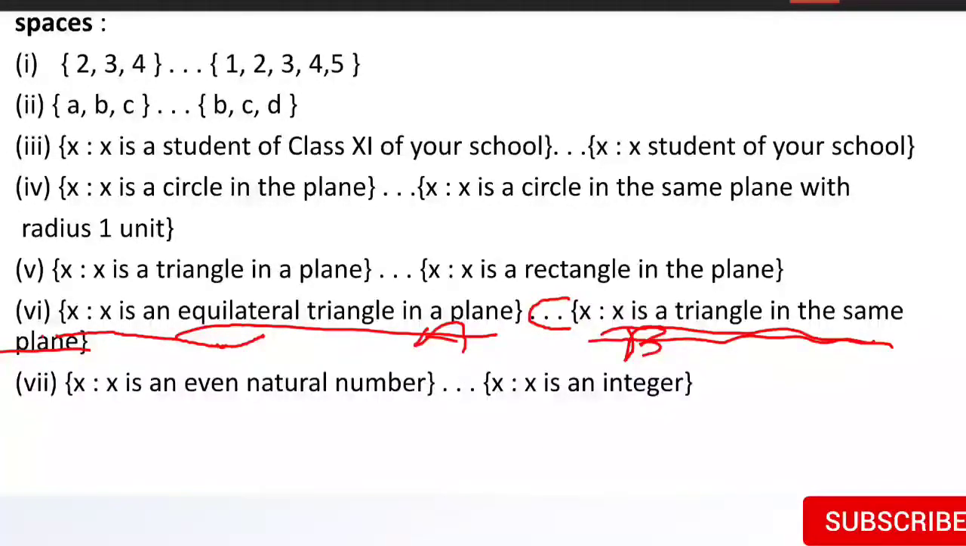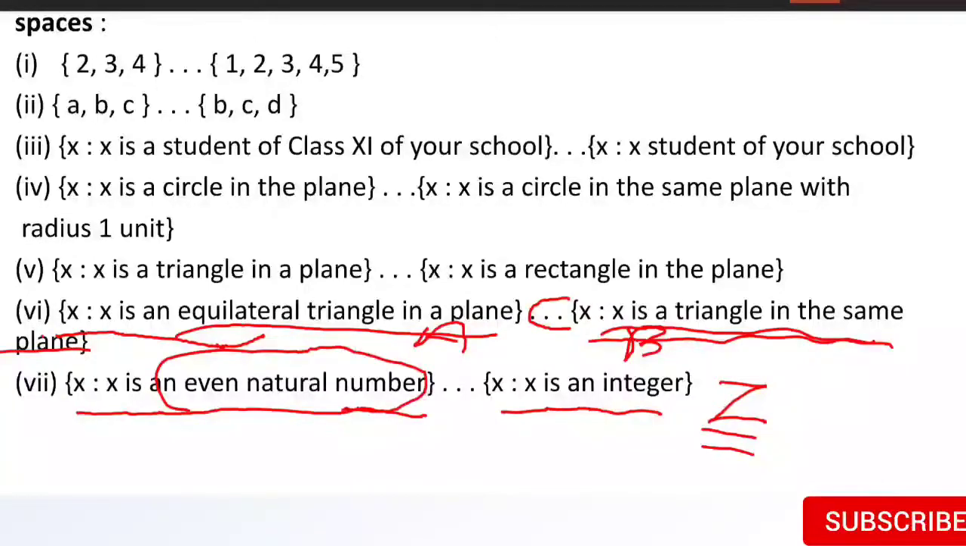In the seventh example, here x such that x is an even natural number, and here x is an integer. We know that the set of integers is a collection of even as well as odd numbers. So all the even numbers are again a subset of the set of integers.